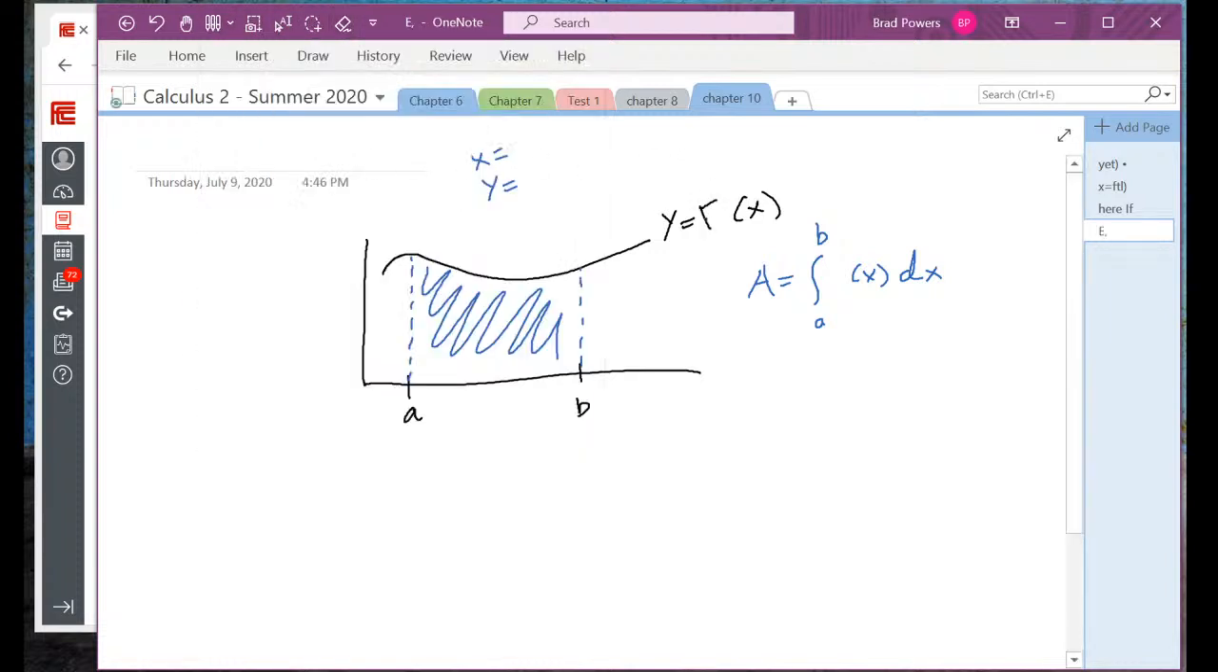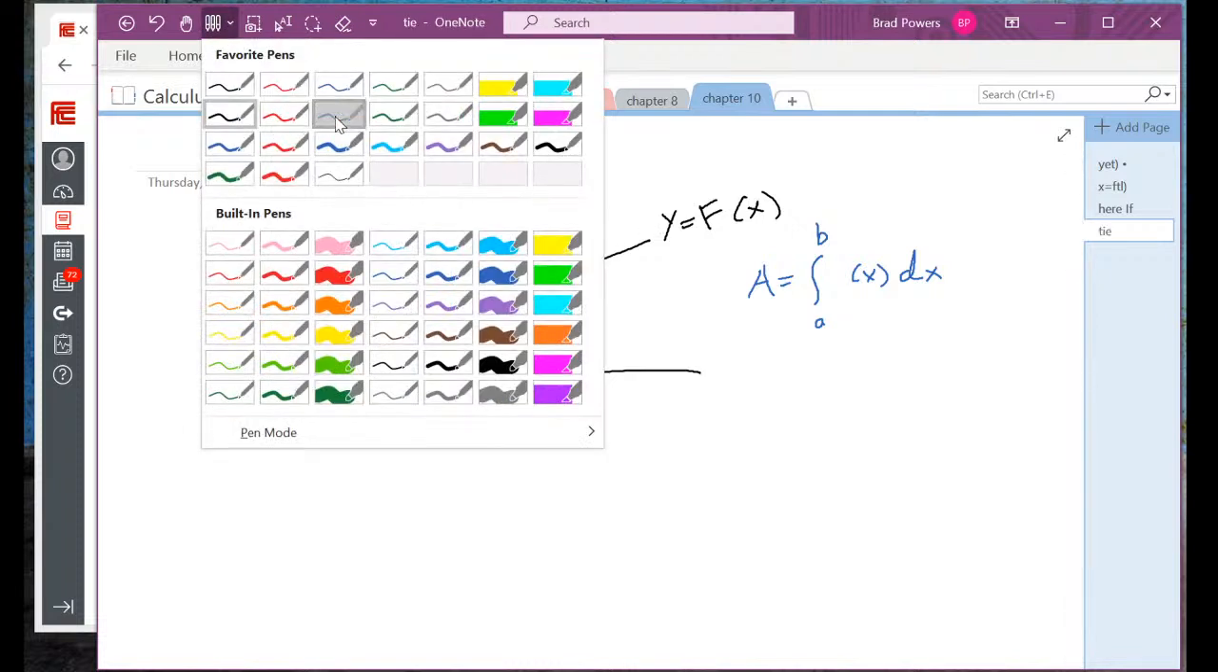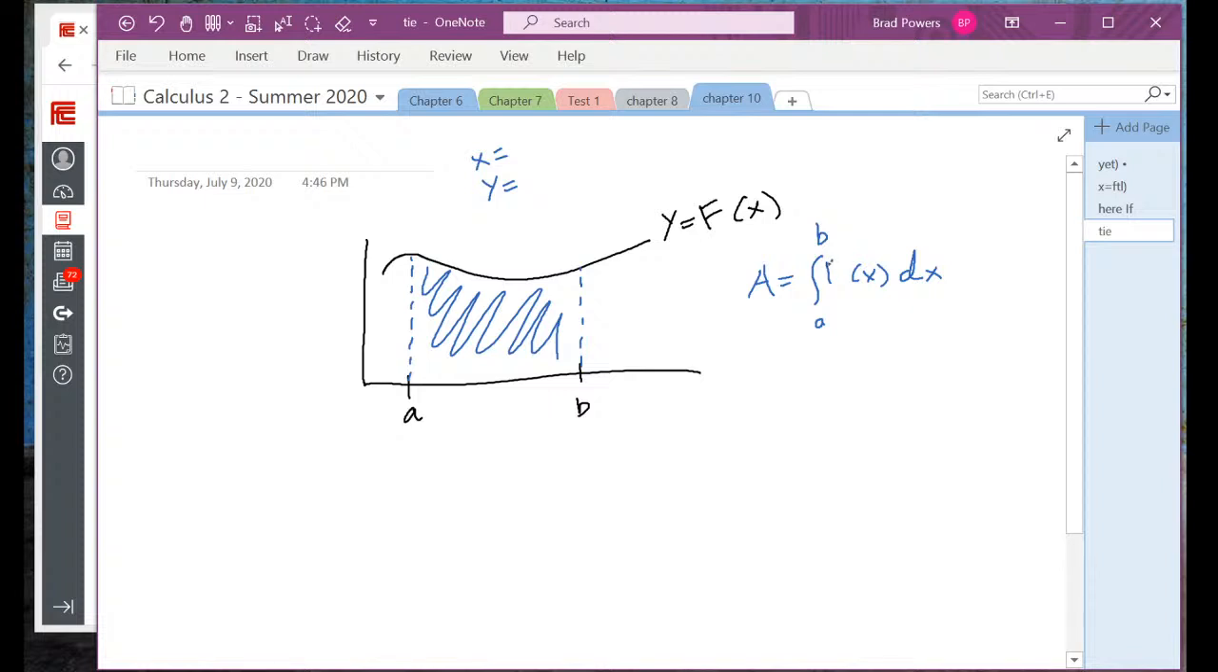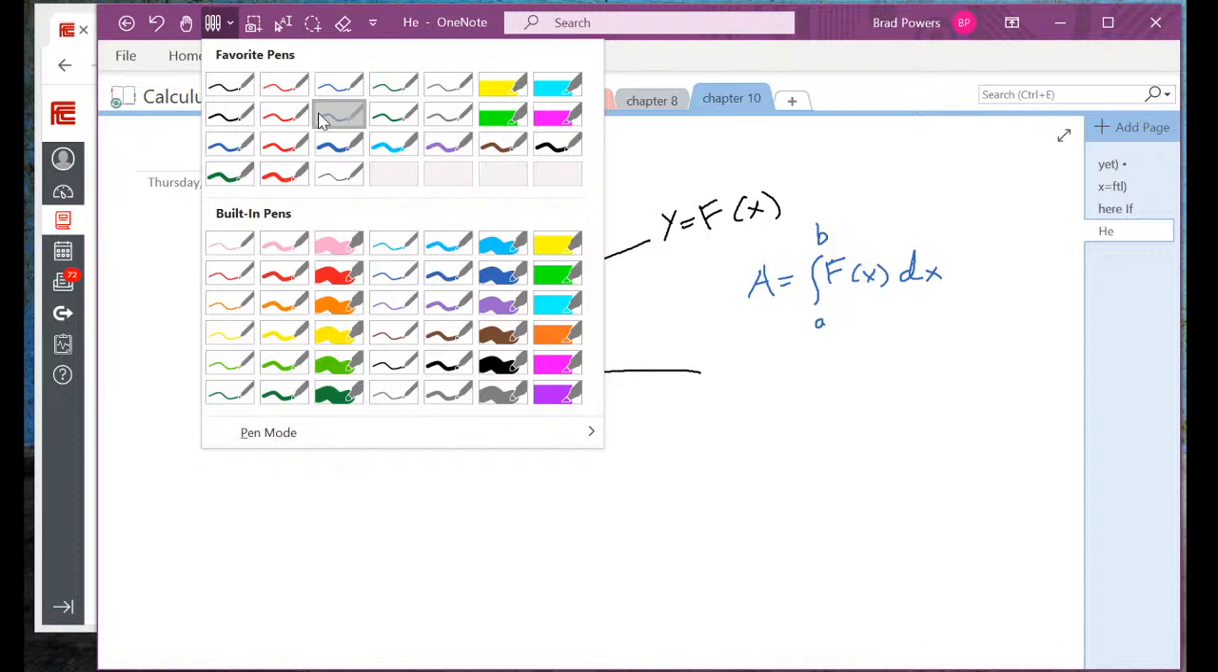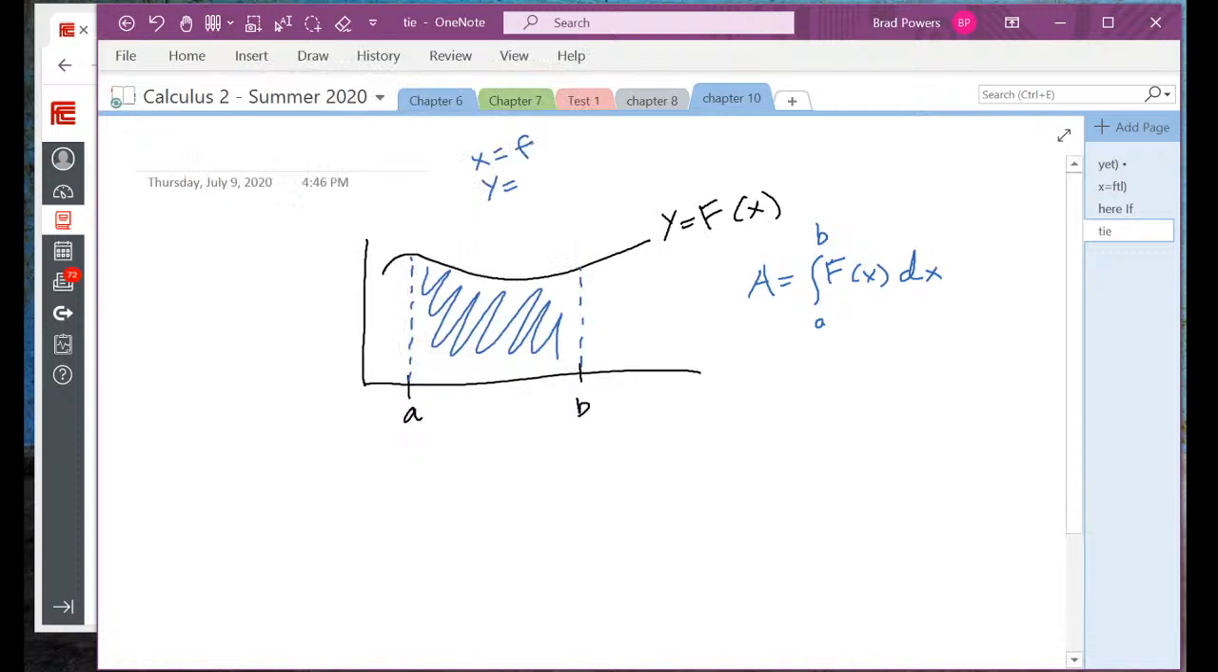So normally we say, yeah, y is f of x, and the integral will be the integral of f of x. But now what we're doing is we're saying, hey, no, actually, x is a function of t, and y is a different function of t. So we're going to say x is f of t, y is g of t. So how do I take the integral now? Well, this is how.